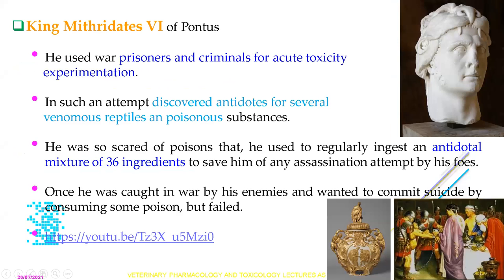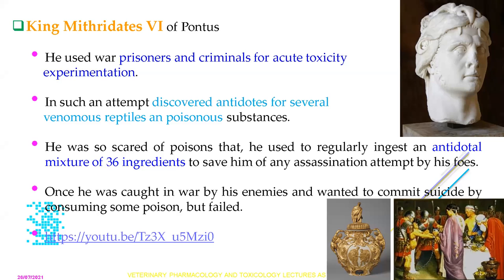Then King Mithridates VI of Pontus. It's a very interesting story, because he was such a passionate king that he used his prisoners and criminals for acute toxicity experimentation. Now we use rats, but that king was so cruel that he used to administer varieties of toxic substances to prisoners, making human beings his experimental animals. In such attempts, he discovered antidotes for several venomous reptiles and poisonous substances.